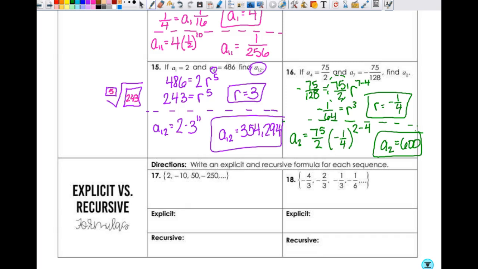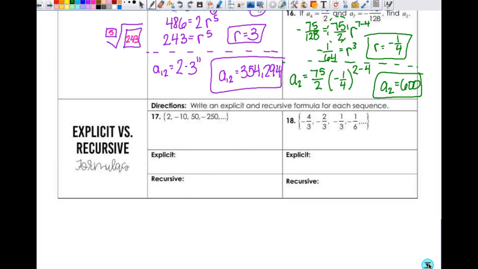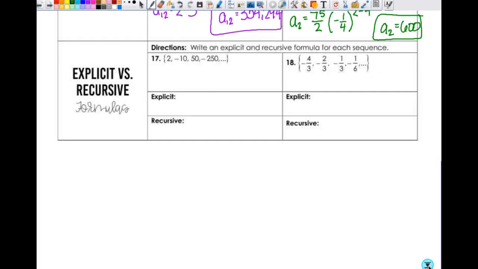All right. Now we have recursive and explicit for these. The first thing we want to do is figure out what's going on in the pattern. What is R here? R is equal to negative 5. That means we're multiplying by negative 5 every single time. So for the recursive, this is the one where we identify the first one. A1 is equal to 2, which means that A sub n is equal to negative 5 times the one before it, which would be A sub n minus 1, and that's when n is greater than or equal to 2. Remember, we defined A sub 1, so we have to start with 2. There's your recursive.